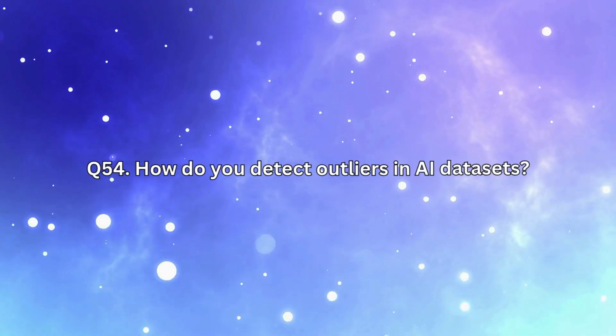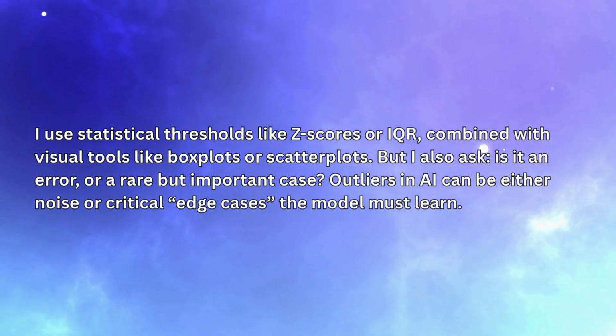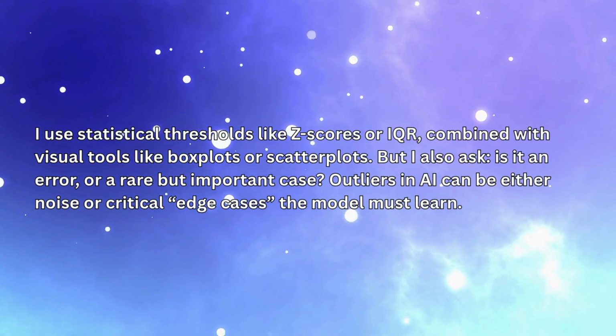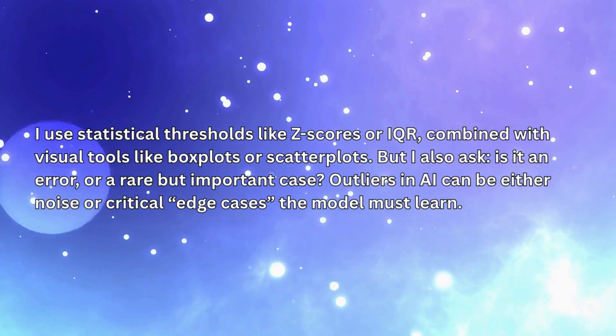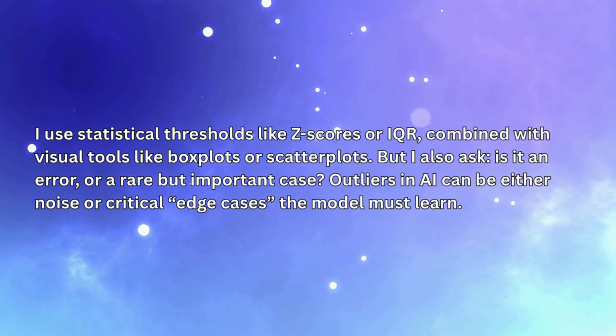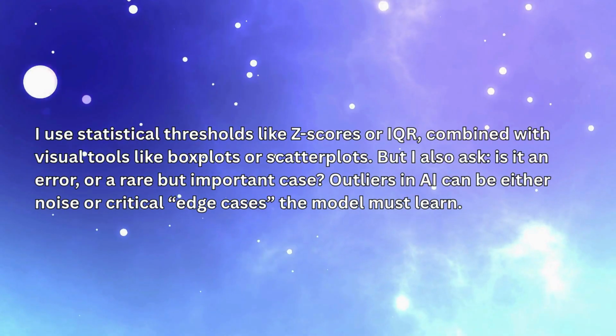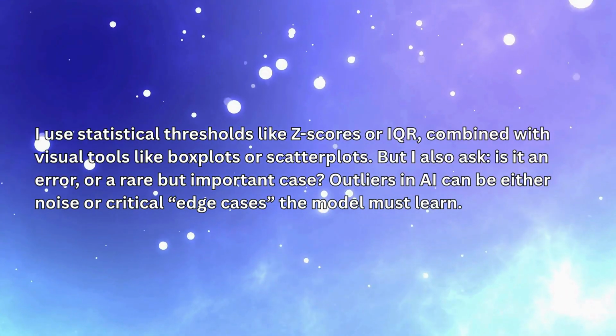How do you detect outliers in AI datasets? I use statistical thresholds like z-scores or IQR, combined with visual tools like box plots or scatter plots. But I also ask, is it an error or a rare but important case? Outliers in AI can be either noise or critical edge cases the model must learn.